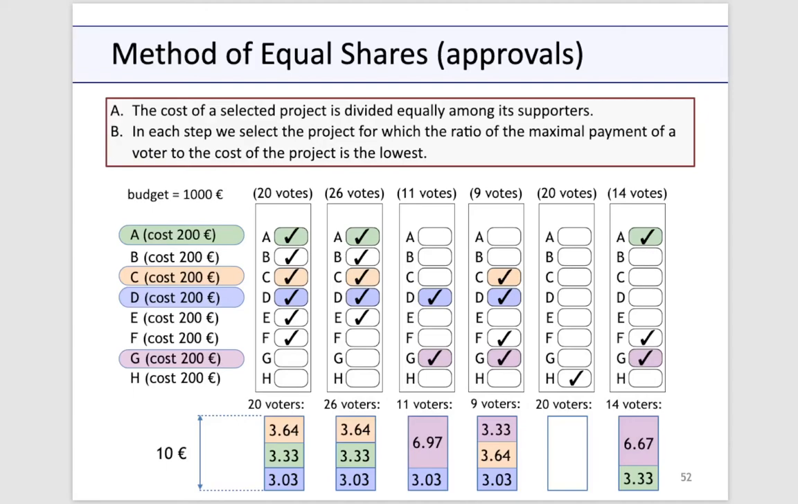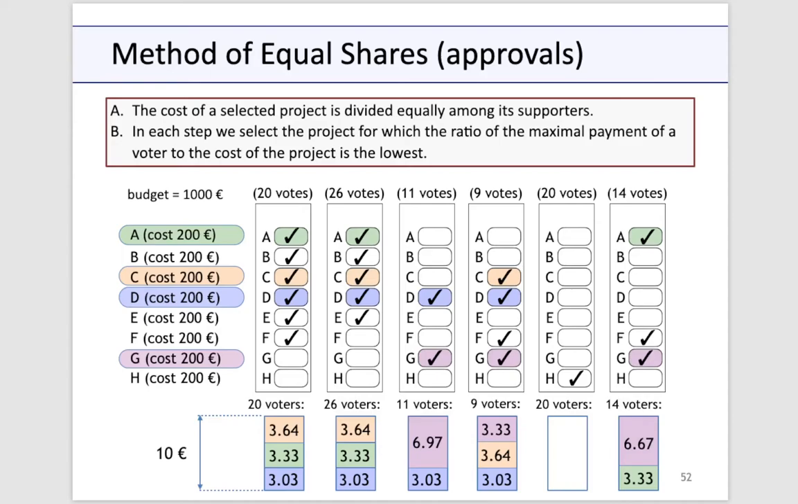That is, they would need to exceed their initial budget of 10 euros. This means that we cannot divide this cost of G equally among those voters, but we need to do it as equally as possible so that none of the voters would exceed its initial endowment. In this case, the voters from the fourth group would need to pay 3.33 euros. The voters from the last group would need to pay 6.67, and the voters from the third group would pay 6.97. So the maximal payment of a voter here would be 6.97.